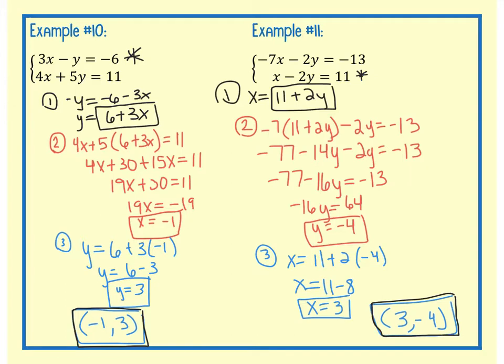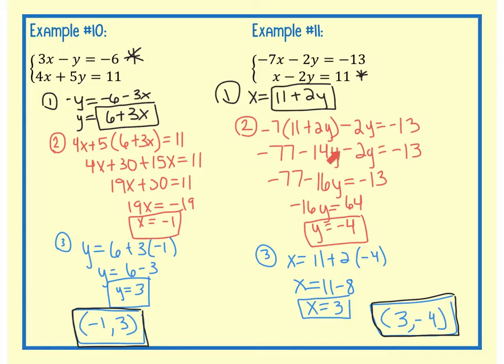Okay, our final answer for the second one was 3 comma negative 4. Here is how I did this one. I chose the bottom one, and I chose to solve for x because the x had a positive 1 in front of it. And I got 11 plus 2y. Then I substituted it back into the other equation in place of x, and make sure you put parentheses around it.